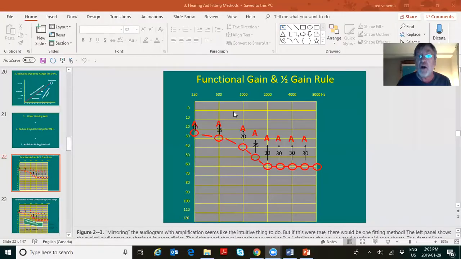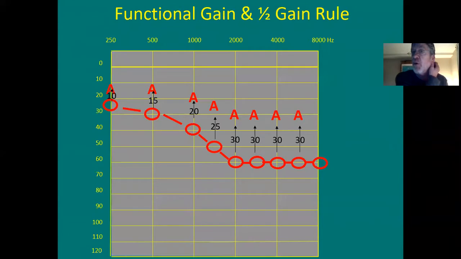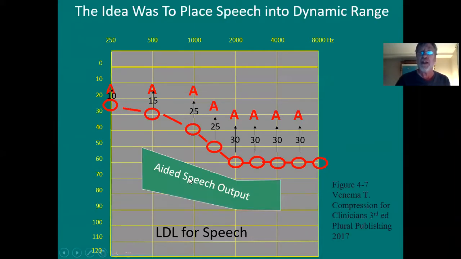So here you go, aided thresholds. Notice how they aren't at the top. Notice how the aided thresholds are halfway up. Very important to notice that. That was your target. That was your goal. That's what you wanted to hit with the half gain rule. You wanted to aid the thresholds so that the thresholds were improved by half. And the reason you did that was because if you've increased the thresholds by half, then an input like average speech would be placed right here.